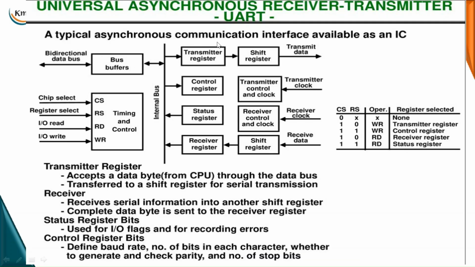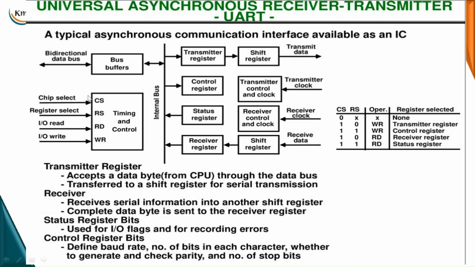The transmitter will have a transmitter register and a shift register, which is used to transmit the data. Along with that, each and every independent unit also has its own clock. Since this is asynchronous transmission, each one has its own clock. This is the transmitter clock, and it also has its own control register. Similarly, at the receiver side, the receiver will have its receiver register, shift register, receiver clock, and status register.